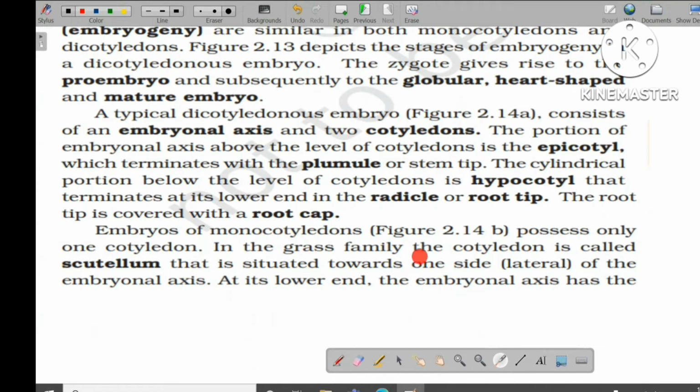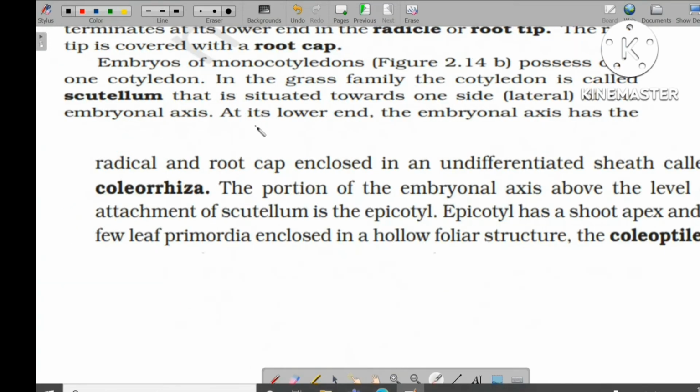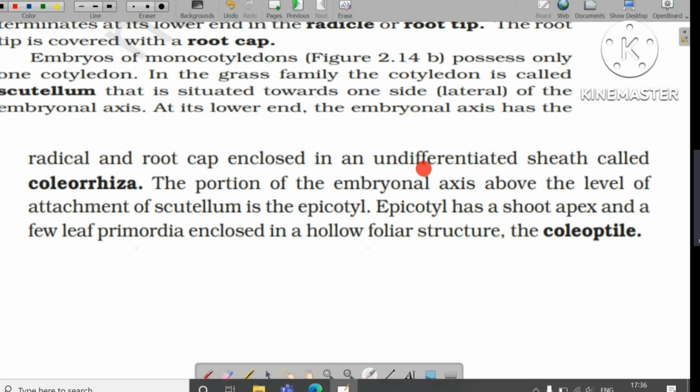Embryos of monocotyledons possess only one cotyledon. In the grass family, the cotyledon is called scutellum, that is situated towards one side of the embryonal axis. At its lower end, the embryonal axis has a radicle and root cap enclosed in an undifferentiated sheath called coleorhiza. The portion of the embryonal axis above the level of attachment of scutellum is the epicotyl. Epicotyl has a shoot apex and a few leaf primordia enclosed in a hollow foliar structure, the coleoptile.